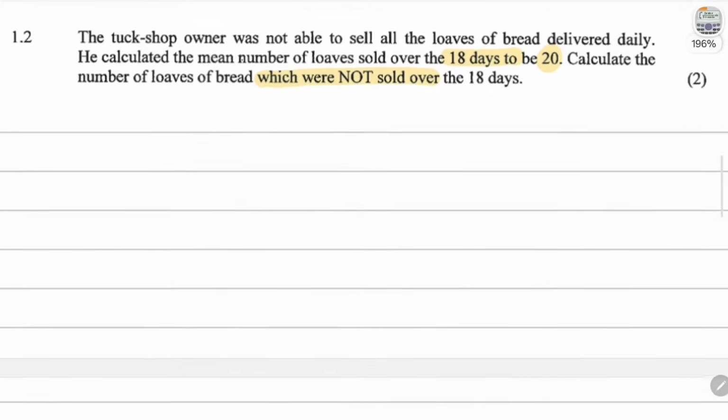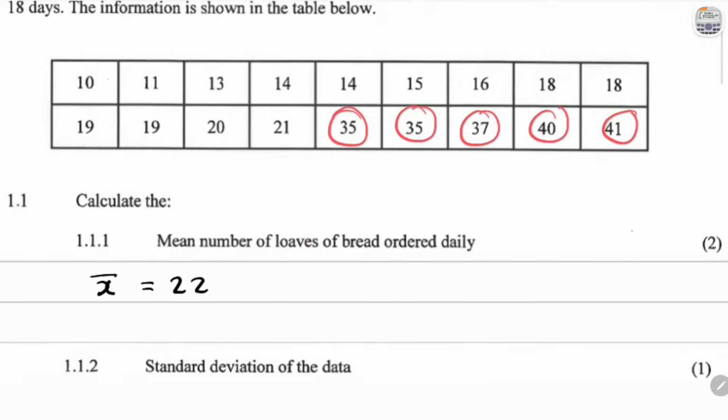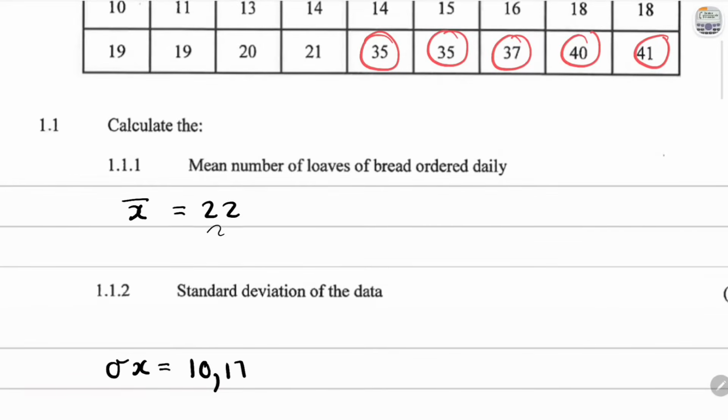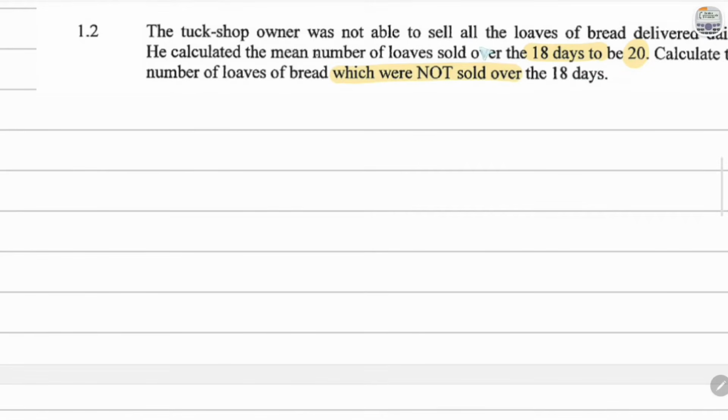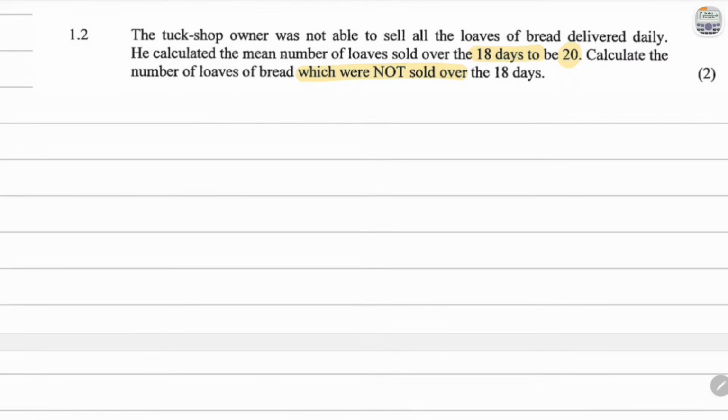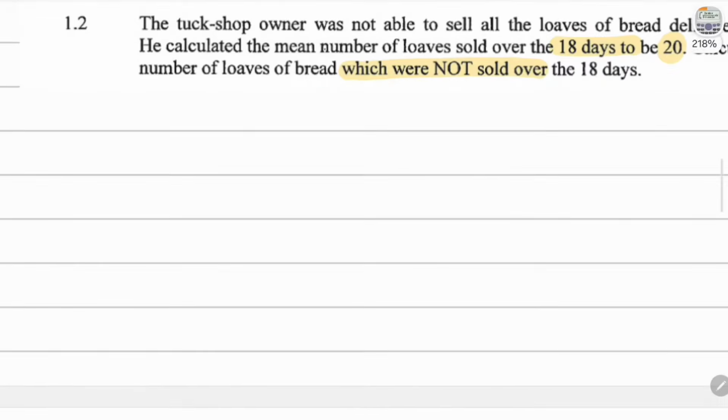Okay, so looking at the first question, we know that the mean number of loaves ordered daily was 22. That's just the average number of loaves ordered daily. So in order to get that, we must have taken the sum of all the loaves that were ordered and divided by the 18 days, since we were trying to find out on average how many loaves were ordered per day. And when we did this at first, we got 22.